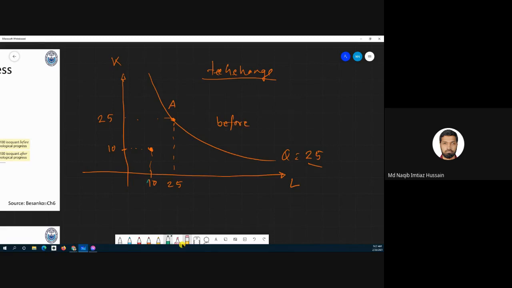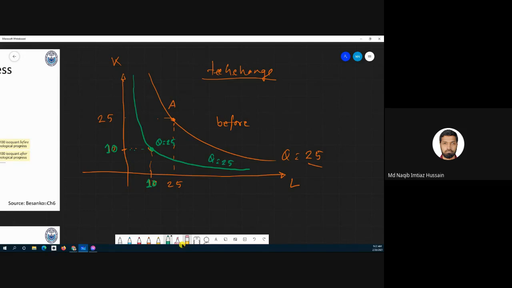Because of the technological change, efficiency increased, so by using just 10 capital and 10 labor you can produce the same output. Now you have Q equal to 25 here. So now if you plot it, it looks like this. Q equal to 25.